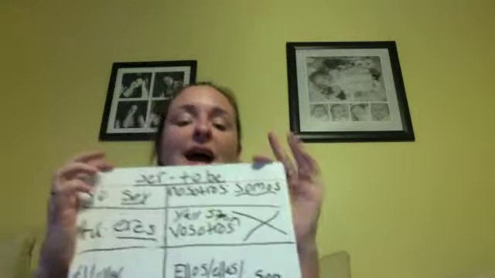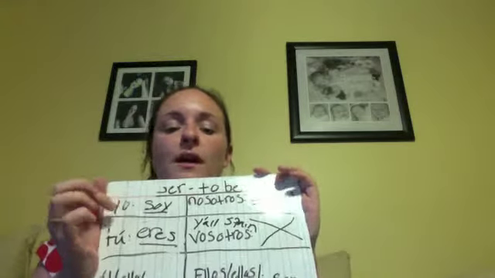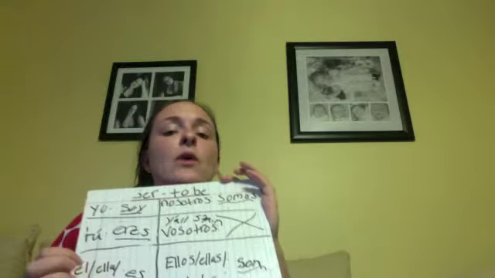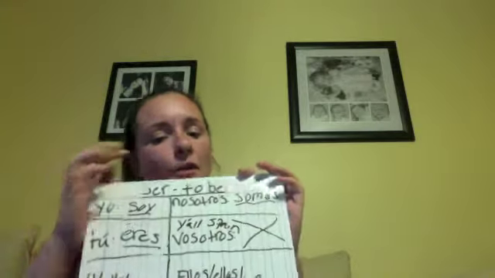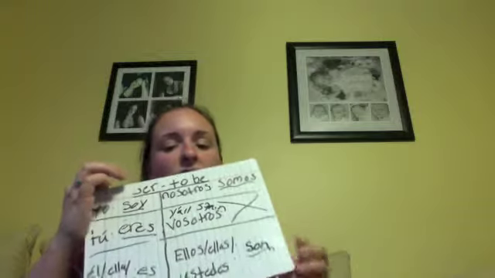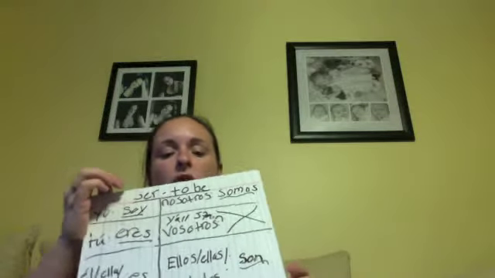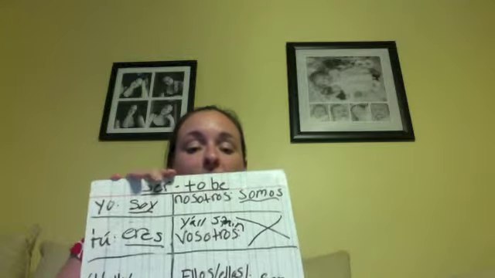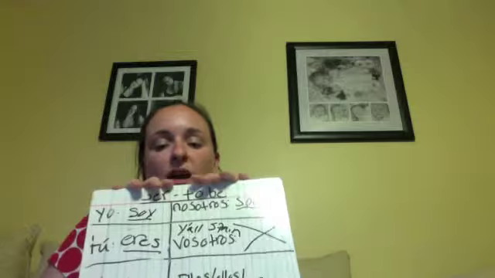So anytime you need to use the verb to be, you need to use one of these forms. If you need to say I am, you use soy. If you need to say you are, you use eres. If you need to say he or she is, es. We are, somos. They are, or you all are, son. So that is how you use to be. Every verb in Spanish is going to look like this. You're going to have 5 different ways to say the same verb based on the subject you're trying to talk about.